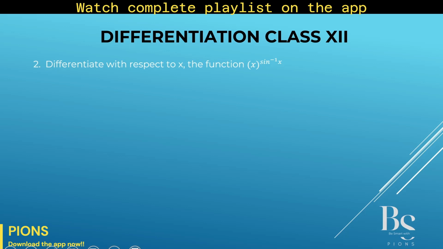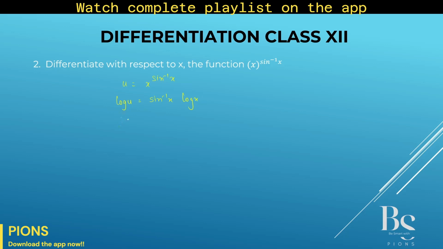Question number 2 says differentiate with respect to x the function x raised to sin inverse x. Let's do it again, because this is again based on function to the power function. So take u equal to x raised to sin inverse x. Correct. So taking log on both sides, log of u equals sin inverse x will come in front, and here you are left with log x. Which identity? The one which we used in question number 1.